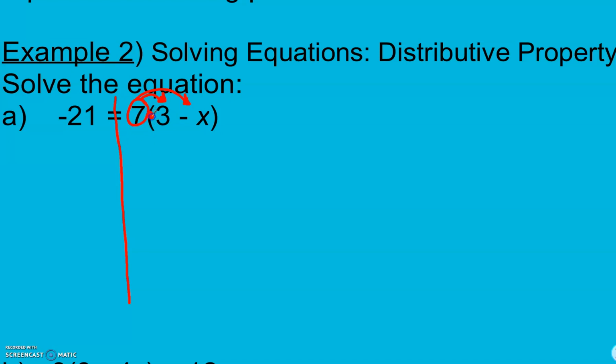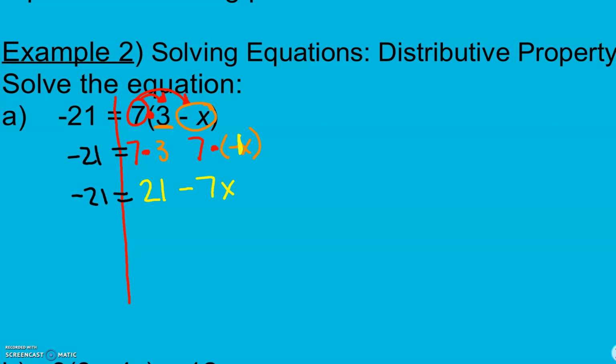So since I'm multiplying with that 7, I'm going to keep multiplying. I'm going to take 7 times each term in my parentheses. I have a 3 and I have a negative x. We take the sign with the number. I have not changed that left side. So again, it's still a negative 21. I can simplify my right side by actually multiplying here. 21 minus 7x. There's a 1 in front of this x if we don't see a number. 7 times negative 1 is negative 7.